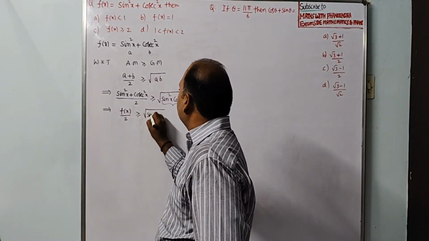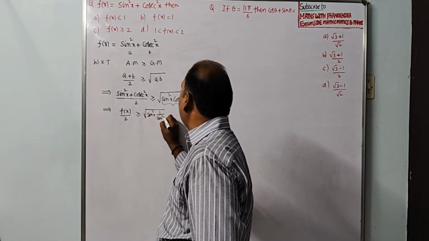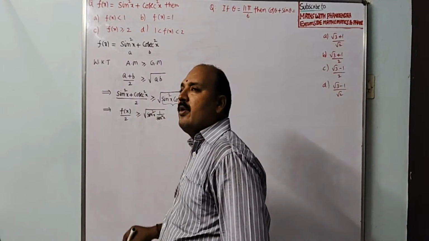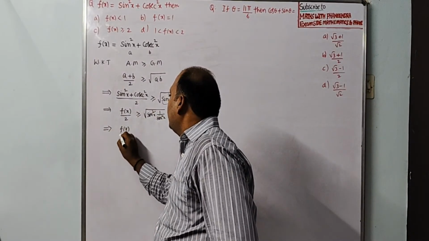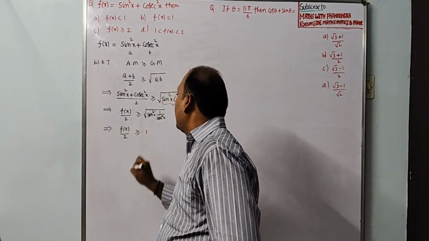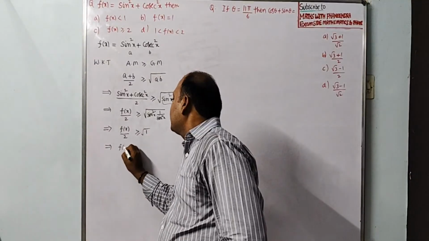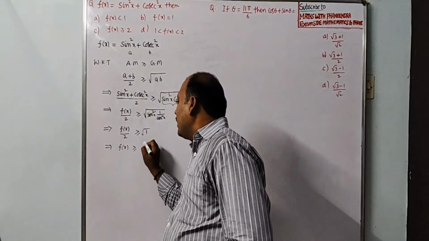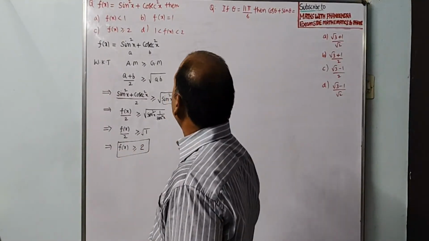Otherwise, you can write it like this. Sine square x into cosecant square x, we can write as 1 by sine square x into sine square x. These two will be cancelled, it will be 1. So that implies f of x divided by 2 is greater than or equal to root 1. Root 1 is 1. So f of x divided by 2 is greater than or equal to 1. Cross multiply, f of x is greater than or equal to 2, which is our answer.